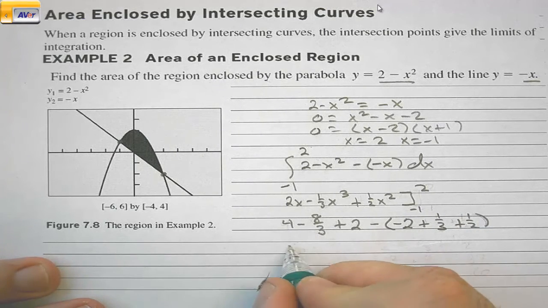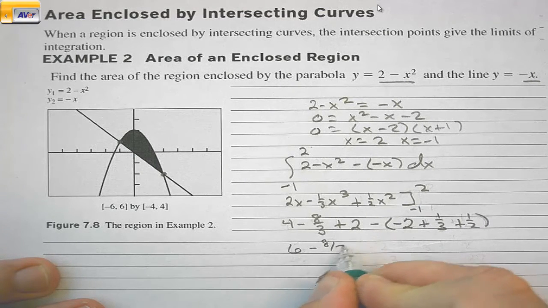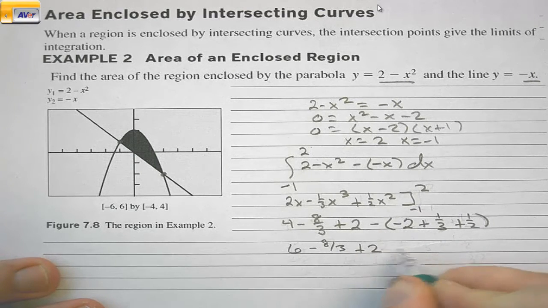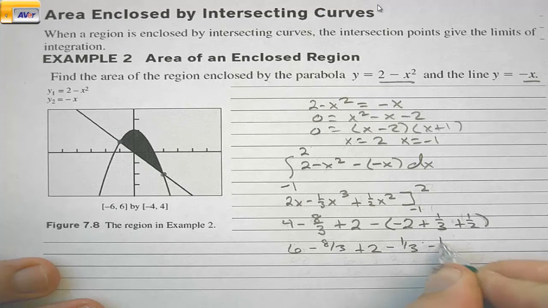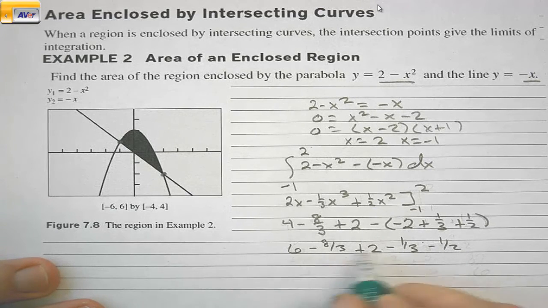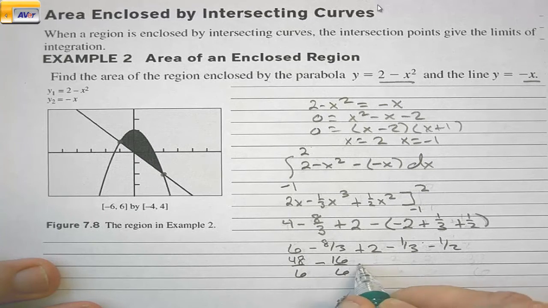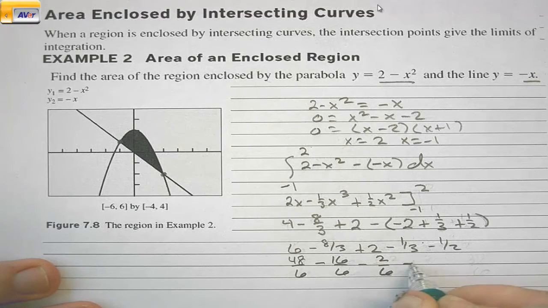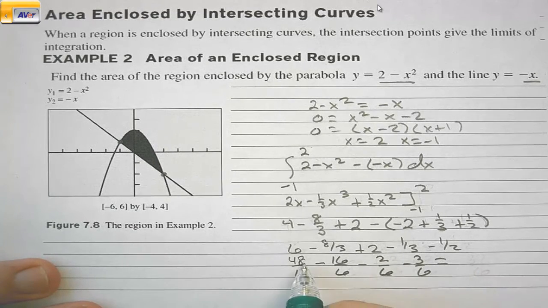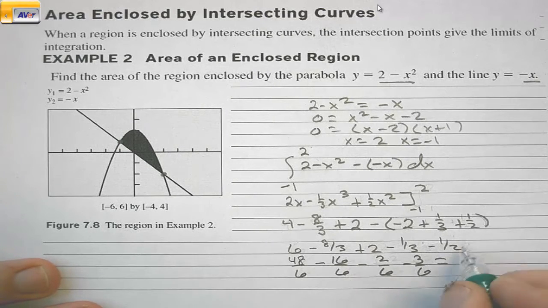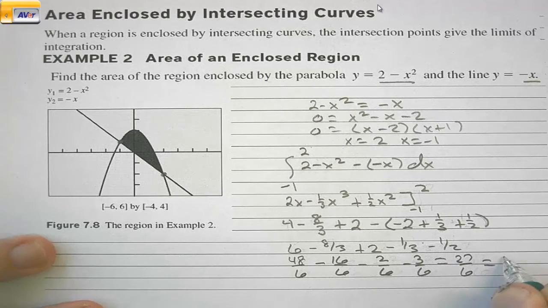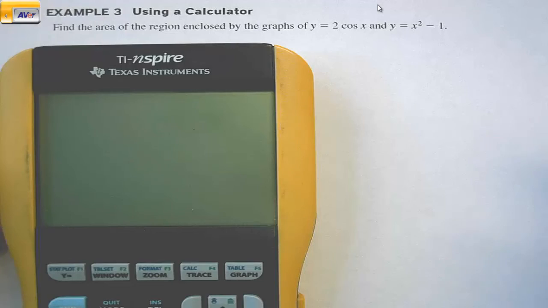4 plus 2 is 6, minus 8/3. And then we have plus 2, minus 1/3, minus 1/2. 6 plus 2 is 8. And 8 times 6 is 48. So we have 48/6 minus 16/6 minus 2/6 minus 3/6. So 48 minus 16 is 32, minus 2 is 30, minus 3 is 27/6, and that is 9/2.